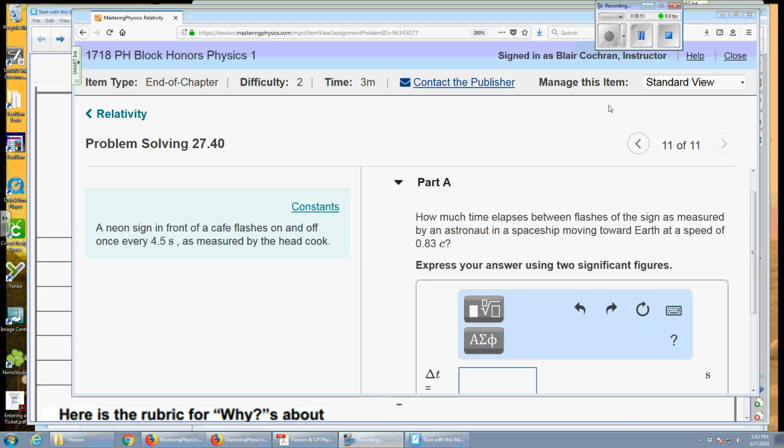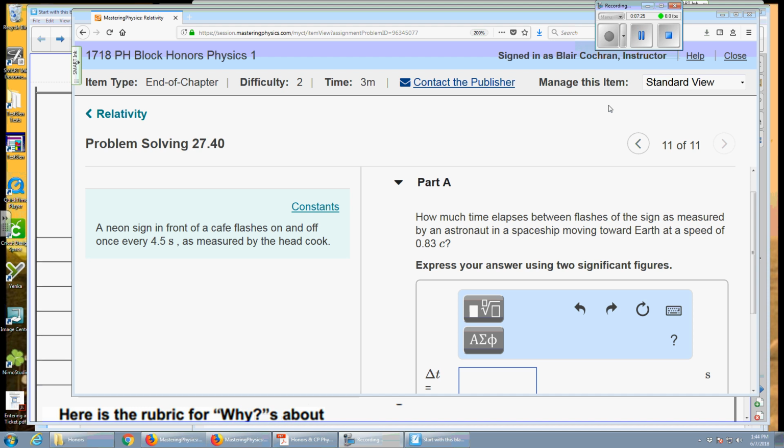All right, here we go, number 11. We got a neon sign outside the cafe. It flashes on and off. It's measured by the head cook. How does the head cook's frame of reference compare to the sign's? It would be the same, hopefully. And then we got a spaceship moving towards Earth at a speed of this. Okay? And we want to know how much time elapses between the flashes.